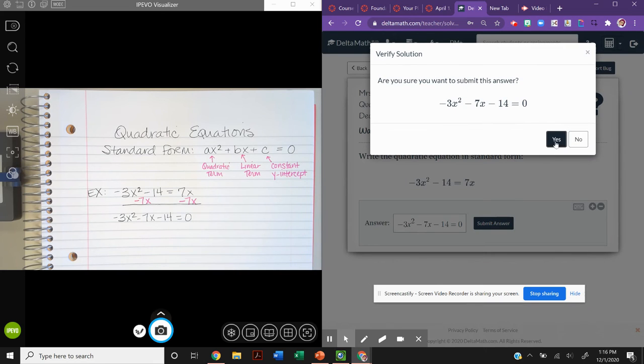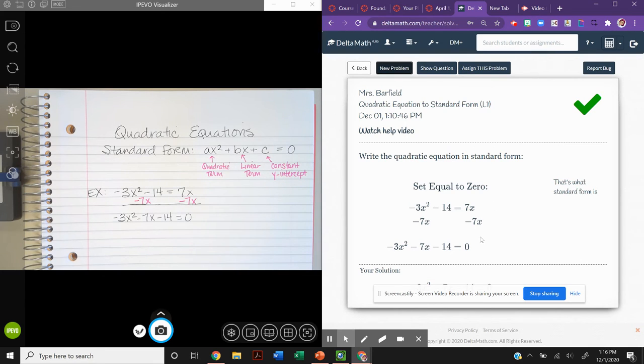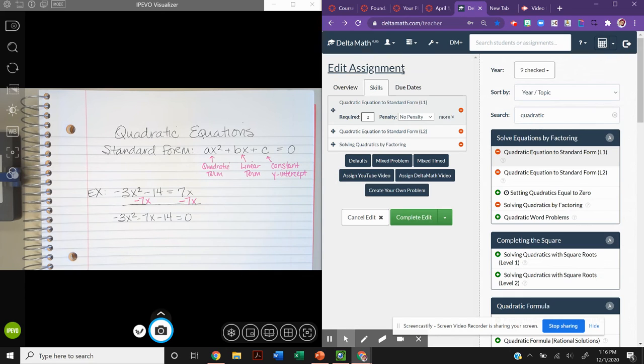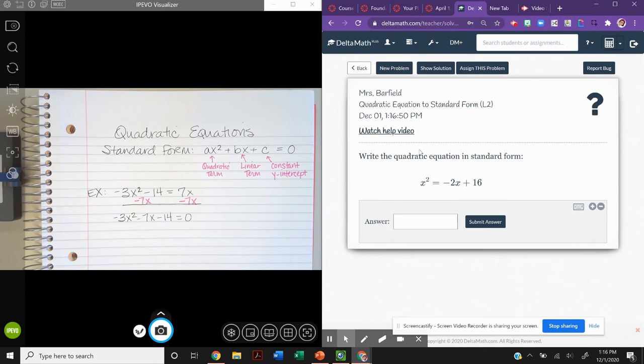Submit my answer. Yes. And I got my green check. Okay? 'Cause that's all I need to do. Let me move that out of the way. All right. So set it equal to 0. So that's your level 1. All right, so let's take a look at level 2.